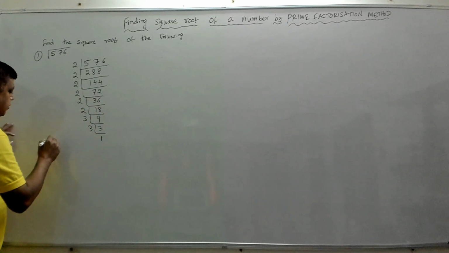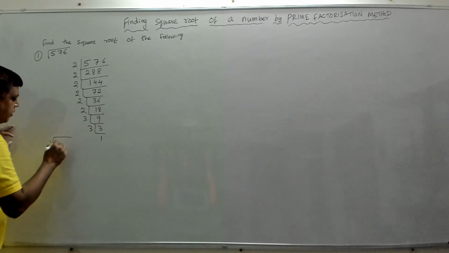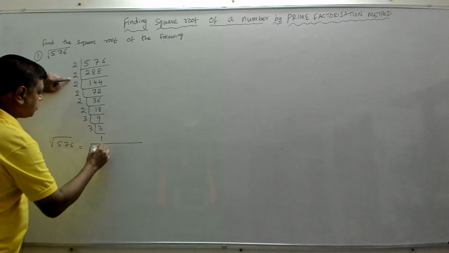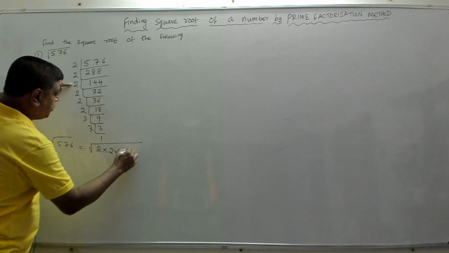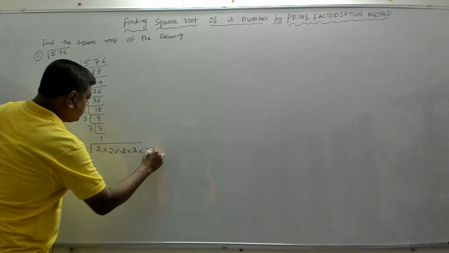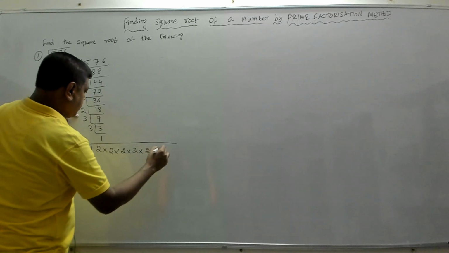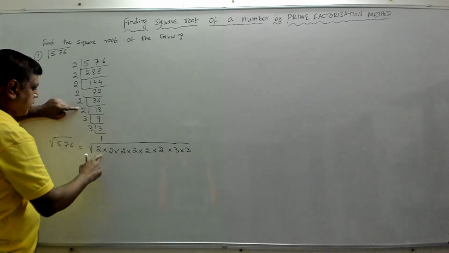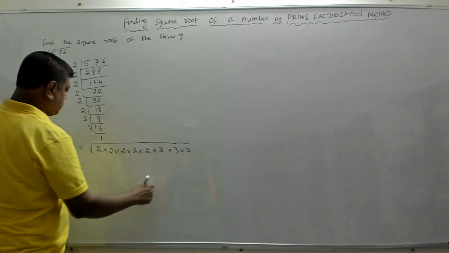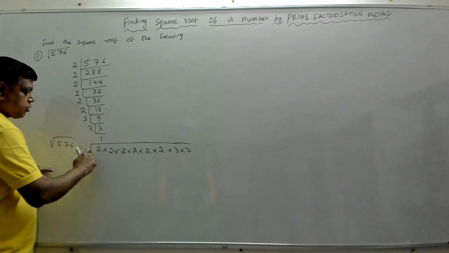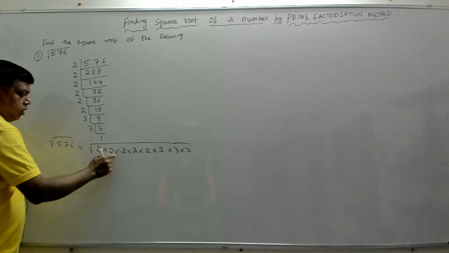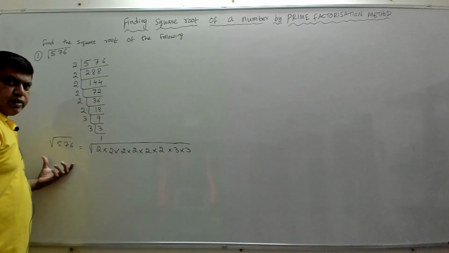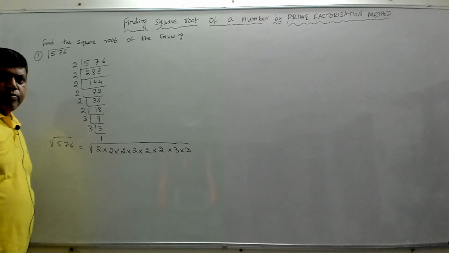So we have to find the square root of 576, which is equal to the square root of 2 into 2 into 2 into 2 into 2 into 2 into 3 into 3. How many 2s? 1, 2, 3, 4, 5, 6 twos. Then 3 and 3. If you multiply all this, you will get 576. So here 576 is now written as a product of primes. This is called prime factorization.